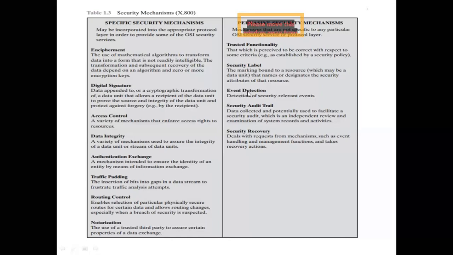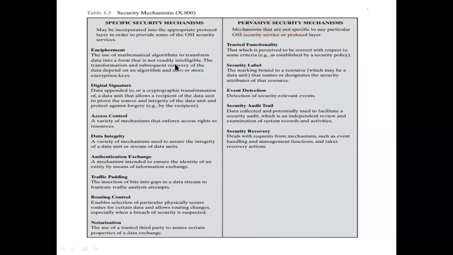Good afternoon, students. So already in the last classes we have completed the security attacks and the services we have to provide in cryptography. These are the concepts you have completed up to the last class. Now in today's class we will start the security mechanisms you have to use in cryptography.